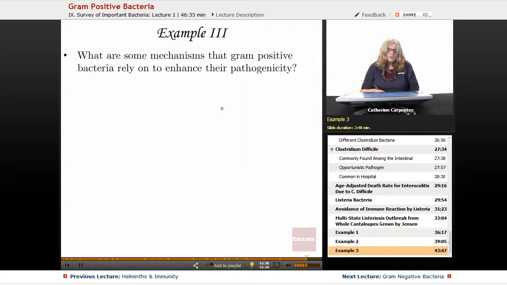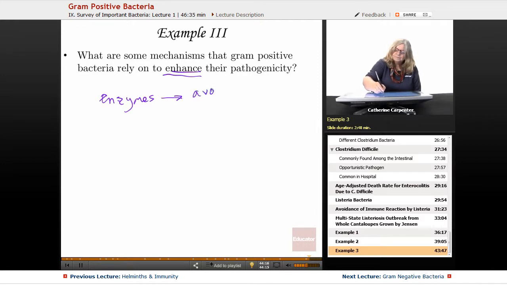So the third question, and the final one, is what are some mechanisms that gram-positive bacteria rely on to enhance, right, their pathogenicity? So remember, we had those enzymes, and these enzymes actually did a great job of avoiding complement activation. Remember that? They also did things like they dissolved and also created blood clots.